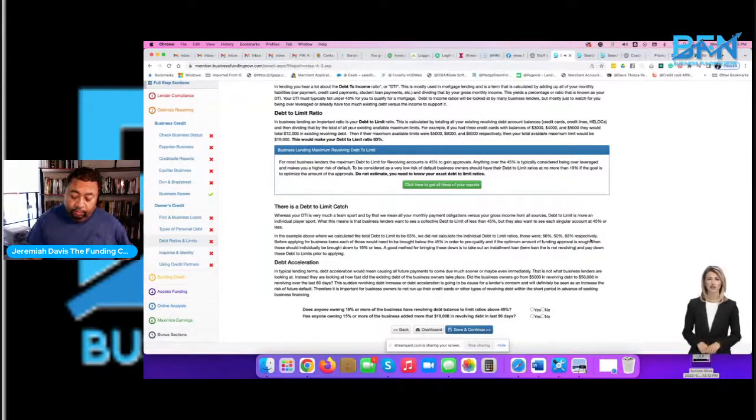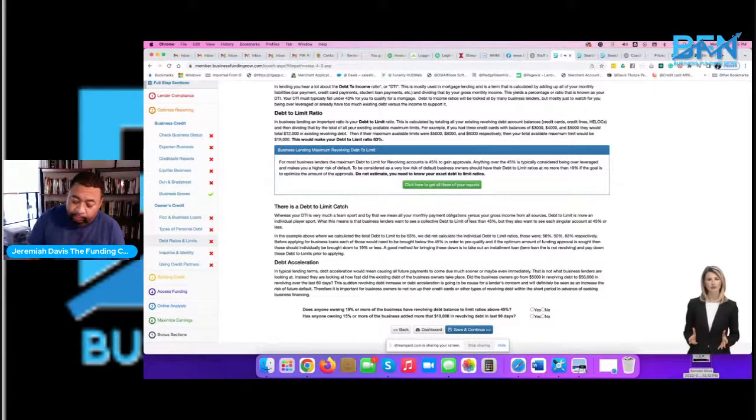Another important ratio is your debt to limit ratio. This is calculated by totaling all of your existing revolving debt account balances, credit cards, credit lines, and home equity loans, and dividing that by the total of all your existing available maximum limits. For most business lenders, the maximum debt to limit for revolving accounts is 45% to gain approvals.